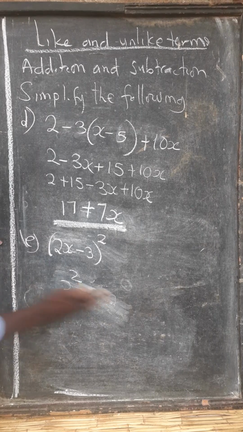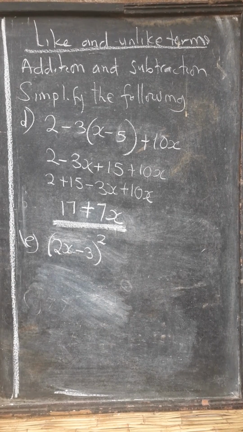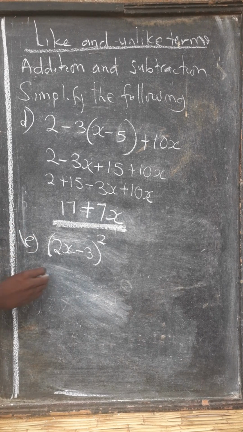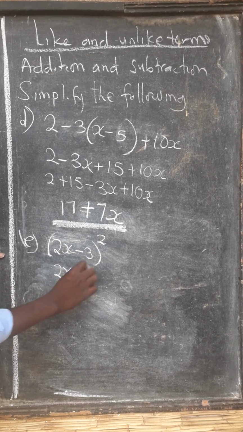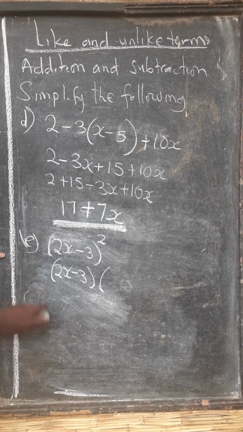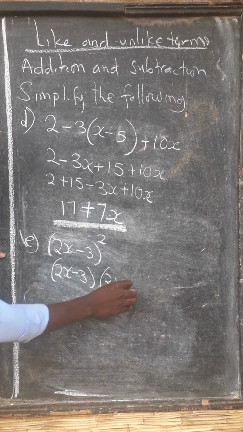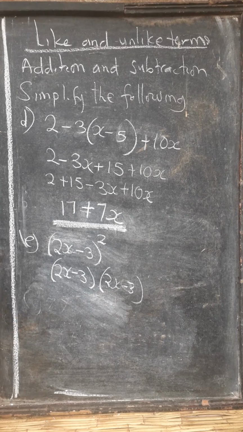Okay? So the same applies to this one. Please, we should be following here. It appears this has to be expanded: 2x minus 3 by itself again, 2x minus 3.